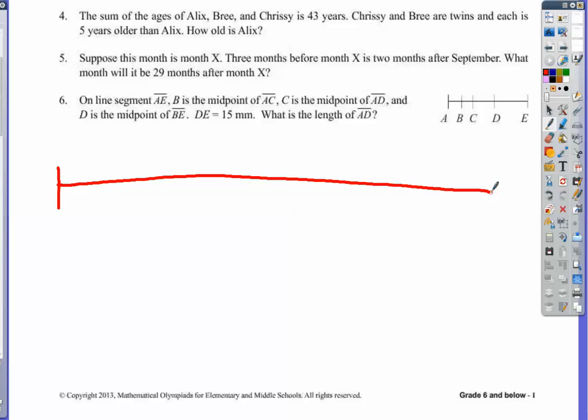So I know there are 12 months in a year. So here's 1 month, 2, 3, 4, 5, 6, 7, 8, 9, 10, 11, 12. And I'm going to call this month X. I don't know what month it is yet. I haven't filled in the January, February details yet. And now let's go look at this question.